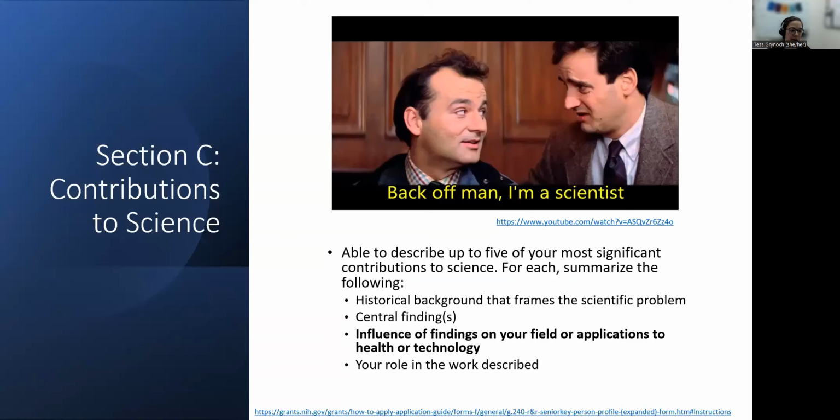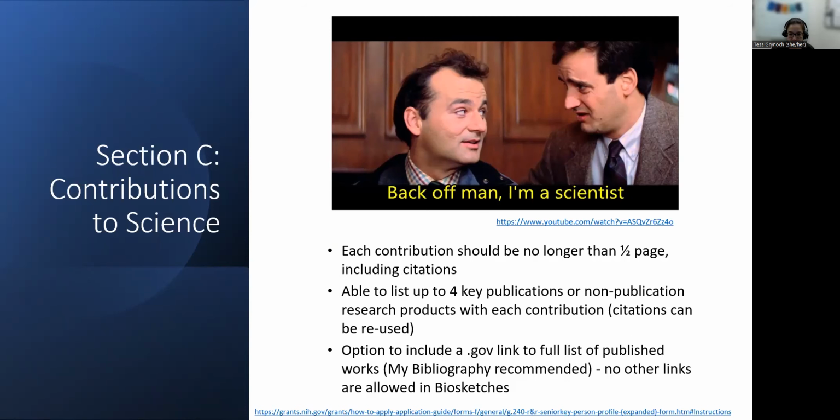The last section for us to talk about is section C, contributions to science, where you are able to describe up to 5 of your most significant contributions to science, and for each summarize the following: the historical background that frames the scientific problem, the central findings, the influence of findings on your field or applications to health or technology, and your role in the work described. Each contribution should be no longer than half a page, including citations, in which you're able to list up to 4 key publications or non-publication research products, the same research products as we mentioned earlier.